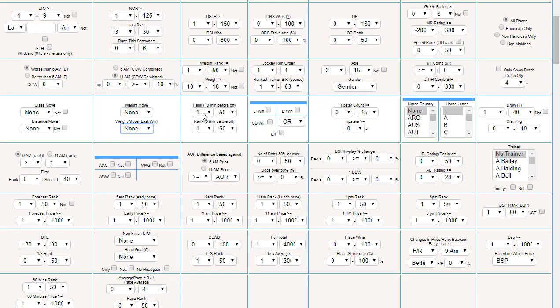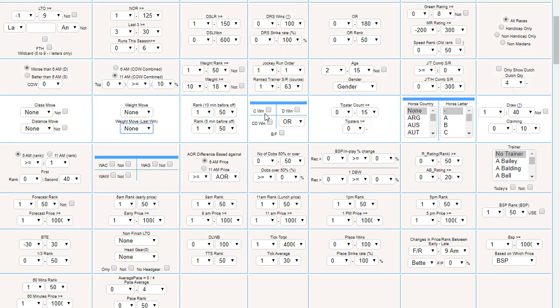This is an interesting one. It's the ranks 10 minutes before the off and 5 minutes before the off. So you can either look at the prices at 10 minutes before or 5 minutes before. But they are relatively new. There's not years of data, there's months of data as far as that one.